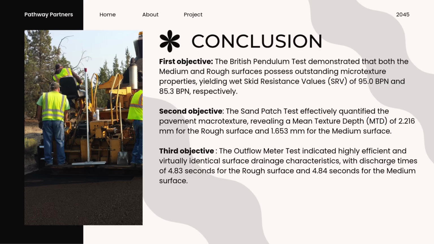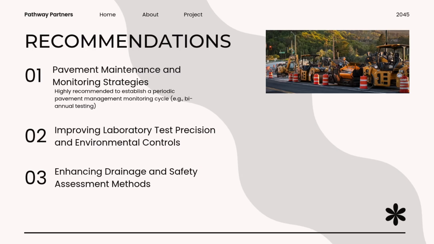In conclusion, both pavement designs are highly effective for the local tropical climate, providing superior drainage pathways and excellent wet weather friction that satisfy all JKR standards to ensure safe vehicle operations. Lastly is the recommendation. The first one for this is pavement maintenance and monitoring strategies. Biannual testing will ensure that proactive surface treatments such as microsurfacing can be scheduled before campus traffic compromises wet weather safety at junctions and pedestrian crossings.